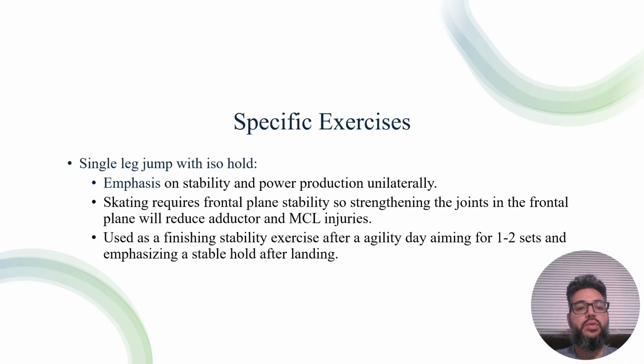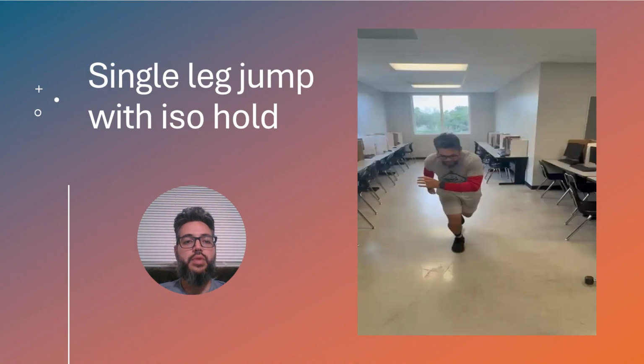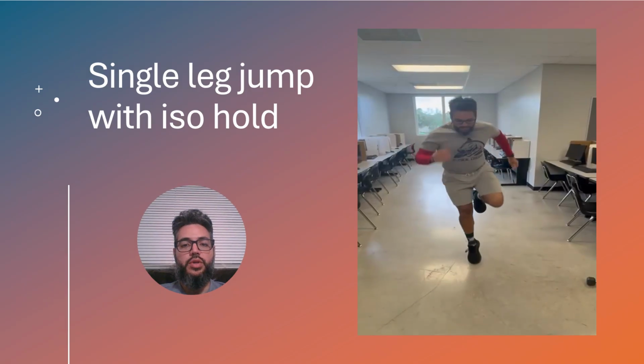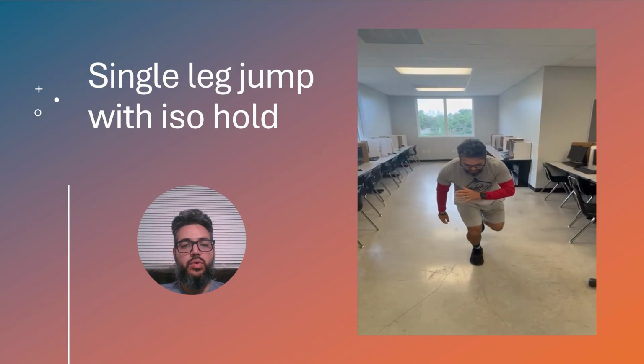And then the last one, a single leg jump with iso hold, emphasis on stability and power production unilaterally. Skating requires a lot of frontal plane stability, so strengthening the joints in the frontal plane will reduce the adductor and MCL injuries. You can use it as a finishing, stabilizing exercise for an agility day, 1 to 2 sets, emphasize on that stable hold after landing, 1 to 2 second hold. And then here we can see, want to jump, hold, and be able to go before you go to the next one.